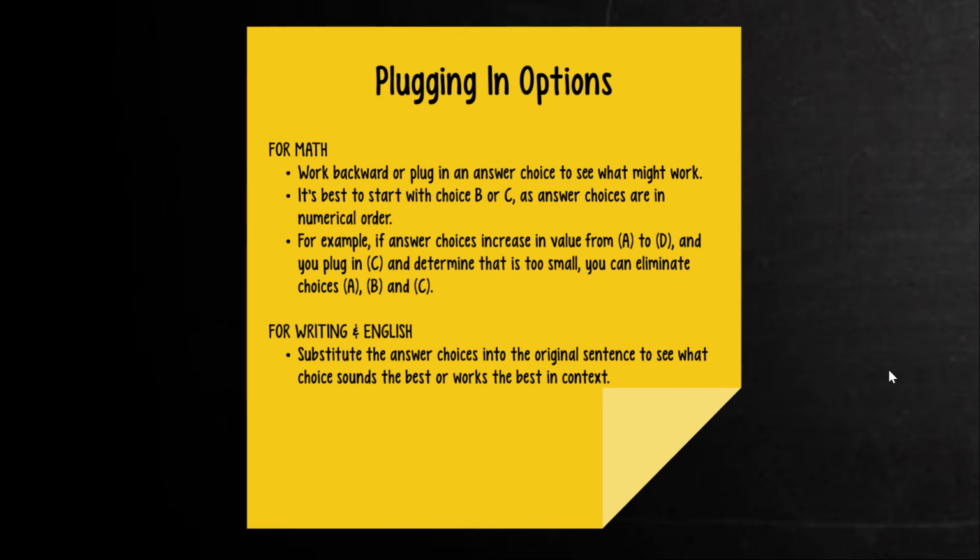Plugging in options. Right? For math, working backward or plug in an answer choice to see what might work. It's best to start with choice B or C, as answer choices are in numerical order. For example, if answer choices increase from A to D, and you plug in C and determine that it is too small, you can eliminate choices A, B, and C. This is a trick that most students aren't really aware of and can really save time if they are able to eliminate those answer choices as soon as possible. For writing in English, substitute the answer choices into the original sentence to see what choice sounds best or works best in context.